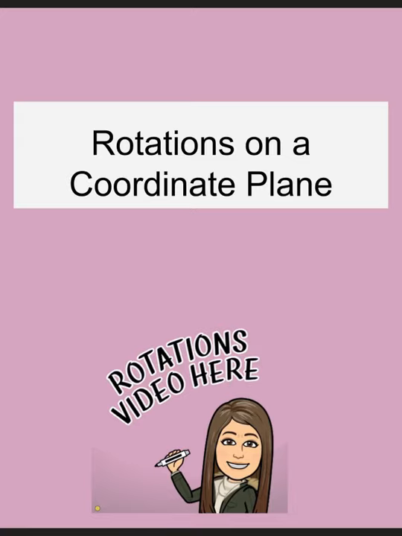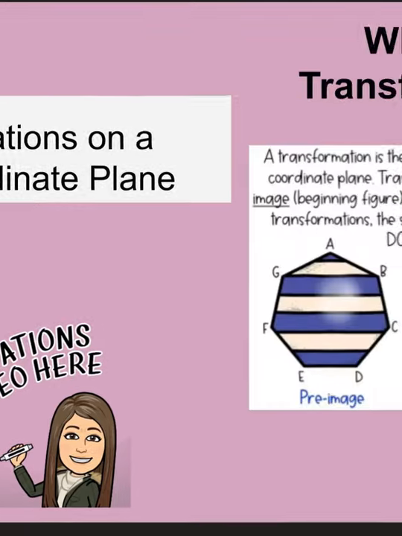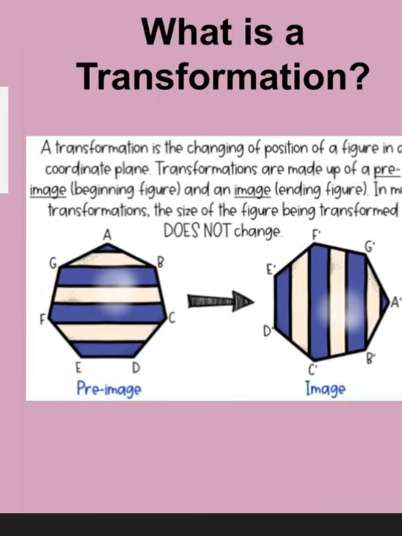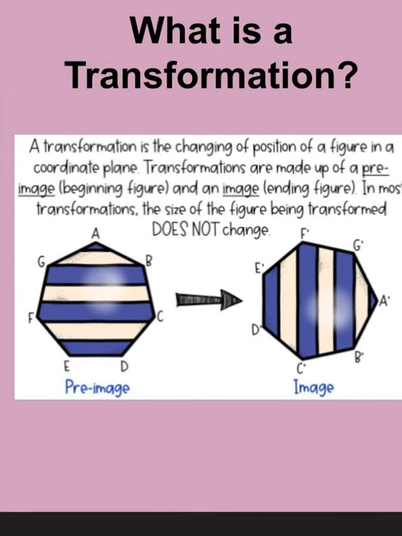Rotations on a coordinate plane. So now we're moving along to a different type of transformation. A transformation, you want to remember, is the changing of position of a figure in a coordinate plane. It doesn't change the shape or the size, it just changes the position. Transformations are made up of a pre-image, which is your beginning figure, and an image, your ending figure.